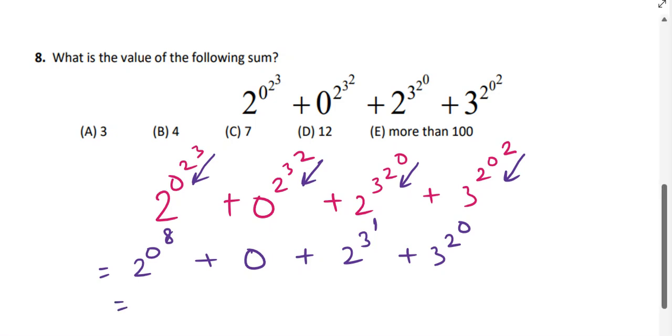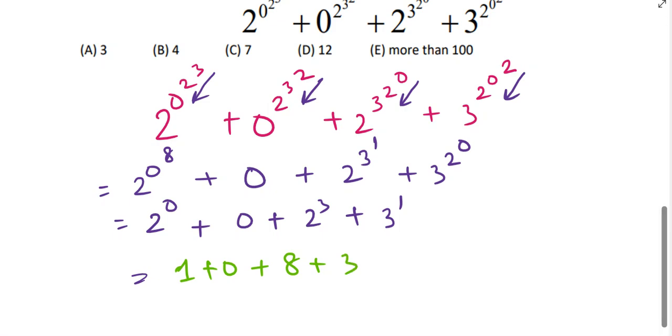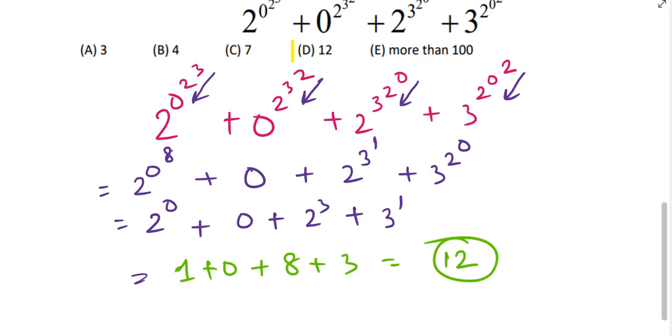And third step, 2 to the power 0 to the power 8 means 2 to the power 0, and plus 0, 2 to the power 3 means 2 cube, plus 3 square means 3 to the power 0 means 3 to the power 1. So 2 to the power 0 means 1, plus 0 plus 8 plus 3. So what will be the answer? Here the correct answer is 12. So option D is the correct answer.